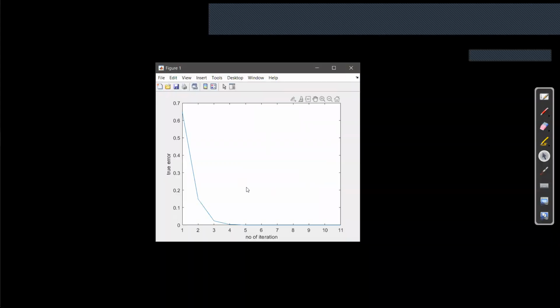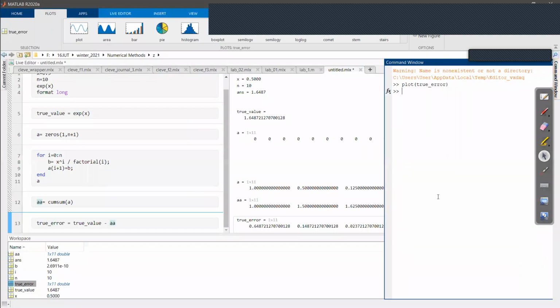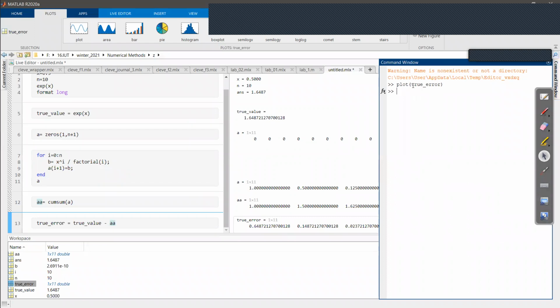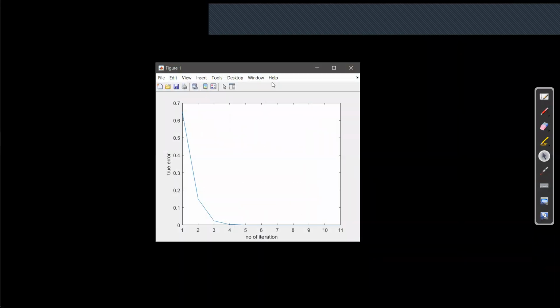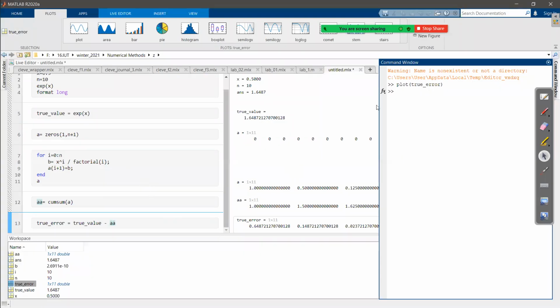No, sir. As you can see, when I was doing that, if you look at the command window here, the plot command, I didn't write it. It was automatically created, right? So when you do it this way, the command is automatically given in the command window. MATLAB does it automatically. Any question up to now?